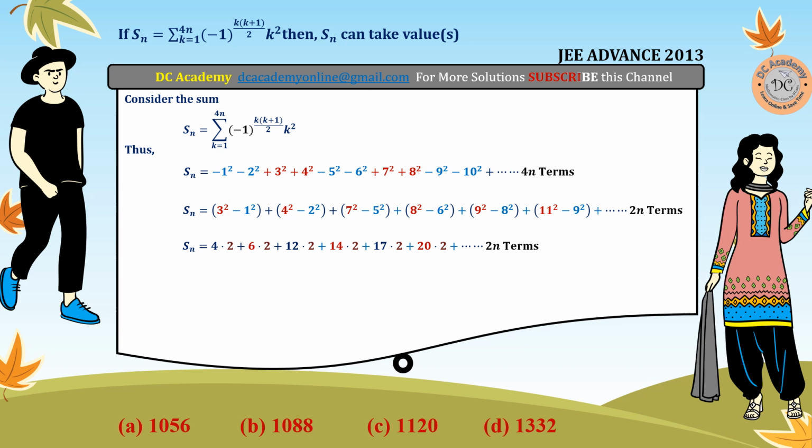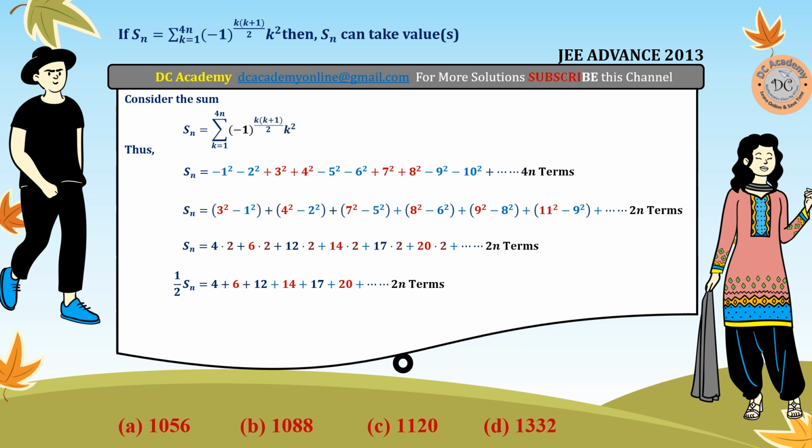Now we divide both sides by 2. Therefore, we get 4 plus 6 plus 12, 14, 17, 20, and so on. Now we need to find the addition of this series. See that 4, 6, 12, 14, 17, 20 doesn't follow any known series. It is not an AP series, it is not a GP series. So how do we do that?